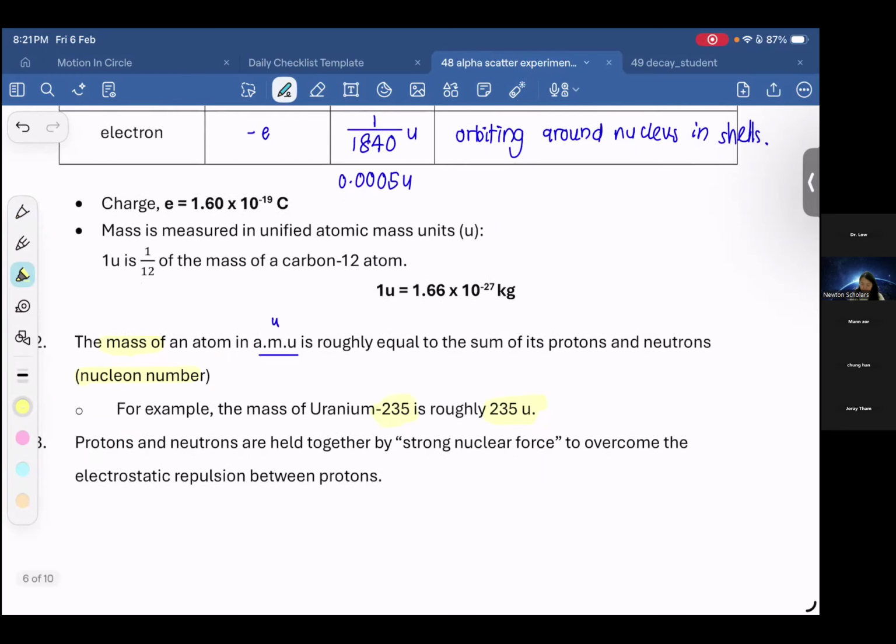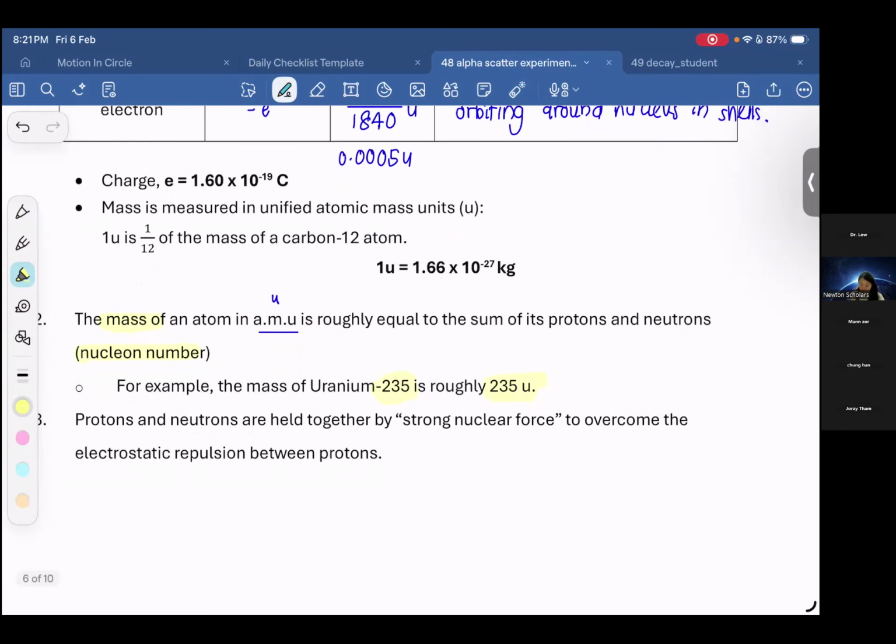Next, proton and neutron are held together by the strong nuclear force to overcome the electrostatic repulsion between the protons. Proton and proton have the same type of charge, so they will repel. Why they can still stay together is because between them there is the strong nuclear force. Until here, is that clear? Can we proceed to the next page?